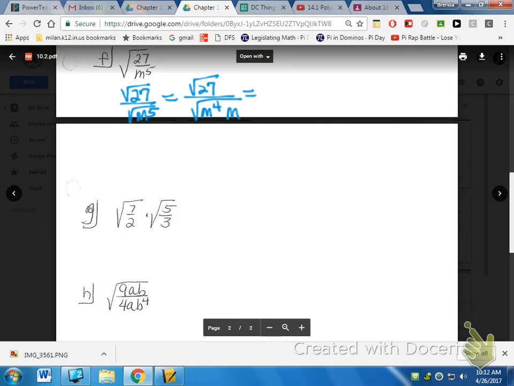Okay, so I guess at this point, let's deal with the 27 while I'm at it. What perfect square is a factor in 27? 9. So that one's going to have a 9 and a 3. Now, my m to the 4th is going to come out as what? m squared, and I've still got the radical m. Now, what do I have to multiply top and bottom by to rationalize that denominator? Jared. Radical m.